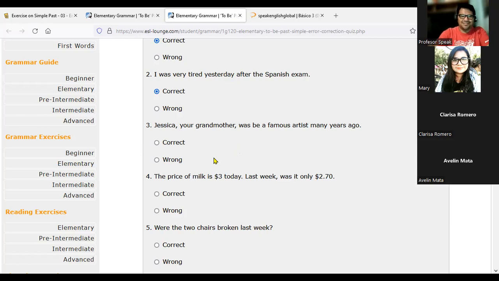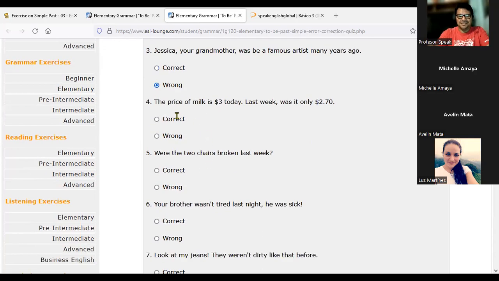Correct or wrong? Wrong. Okay, no, it's correct. The price of milk is $3 today. Last week, it was only $2.70. Correct or wrong? Wrong. It's correct. Okay, wrong.